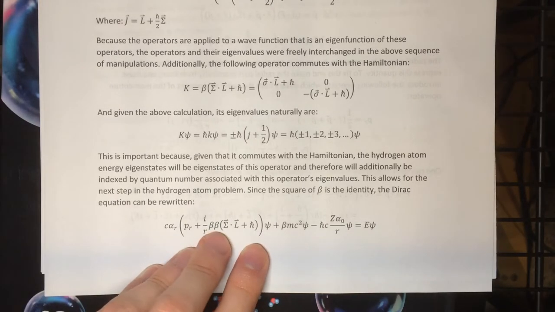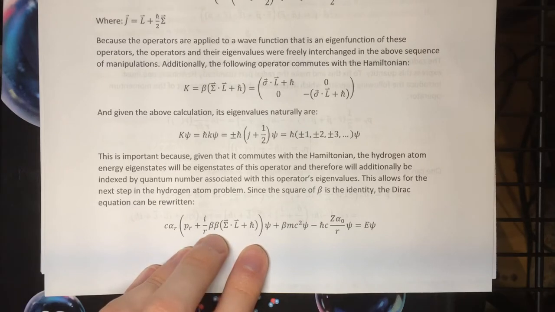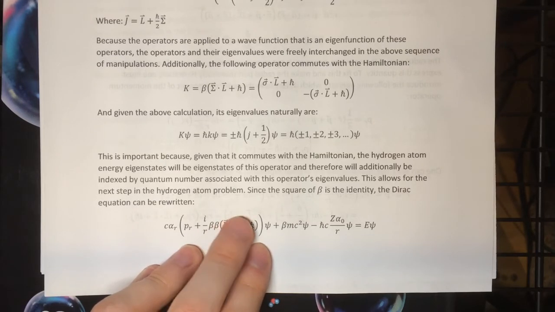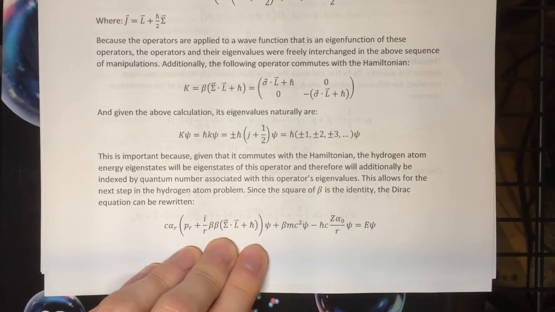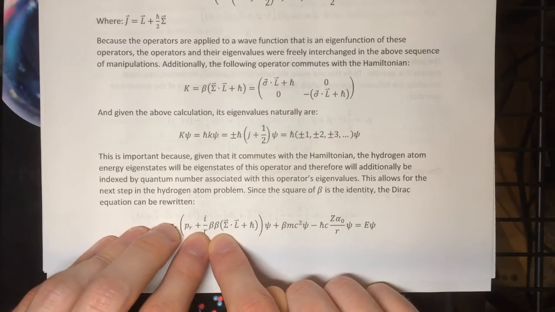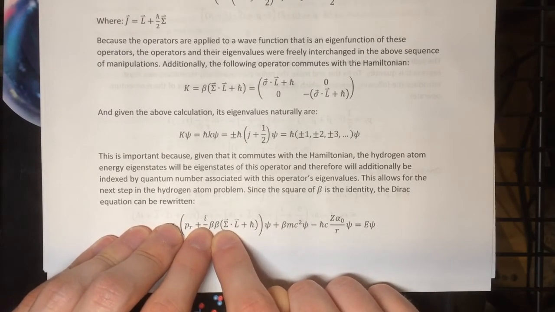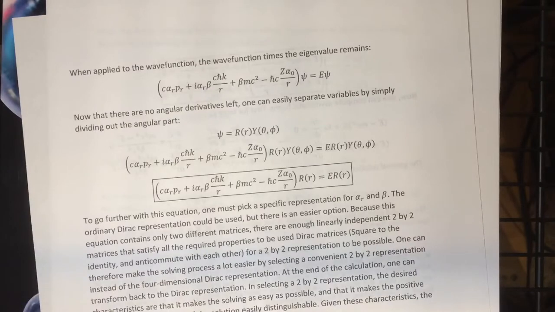So then we can write the Dirac equation in terms of that operator, and then replace the angular part with the eigenvalues of this angular operator that commutes with the Hamiltonian. We can replace it with its eigenvalues and then just get the radial equation. Of course, beta squared is just the identity, so we can stick 2 betas in there and combine one with this k operator. Okay, now we're at the Dirac equation.